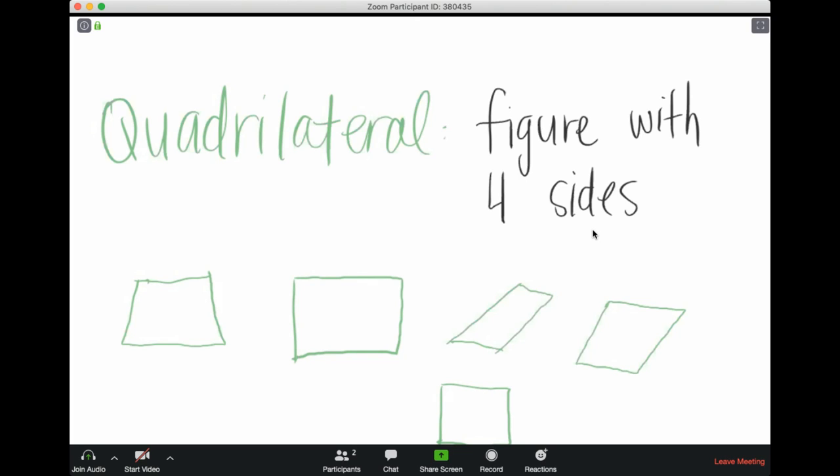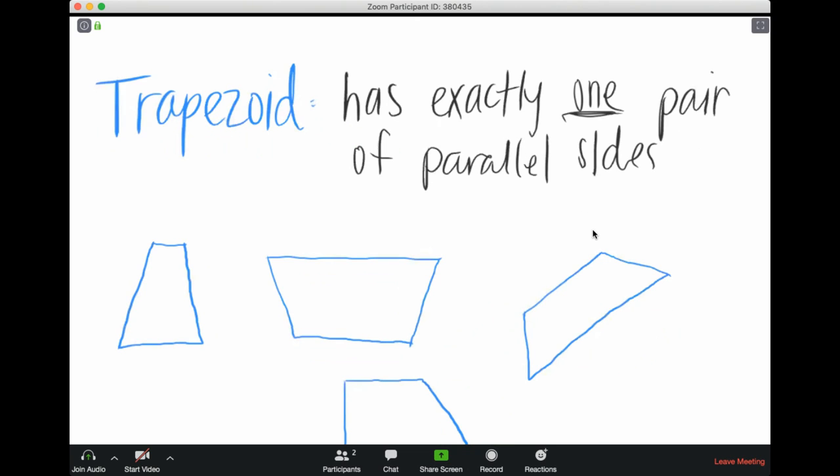So right off the bat, a trapezoid has 2 names, quadrilateral and trapezoid, okay? And that's because they all have 4 sides. So now let's look at a trapezoid specifically. So we said that a trapezoid can be called a quadrilateral because trapezoids have 4 sides, but it can also be called a trapezoid when it has only one pair.